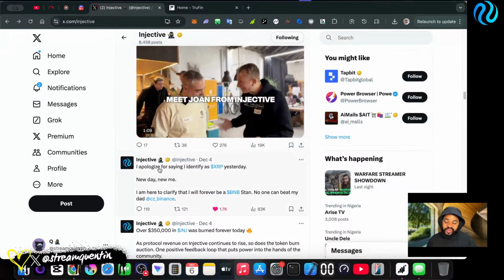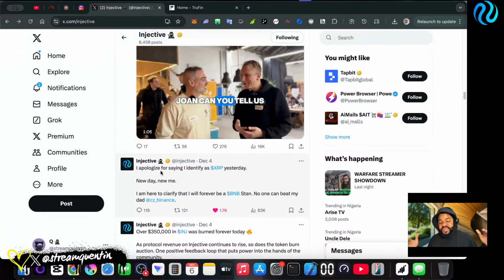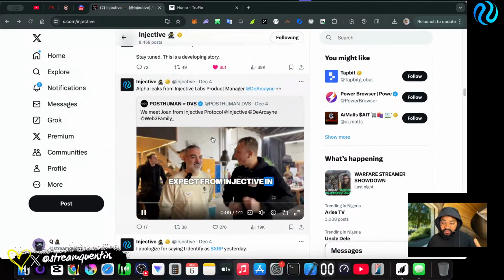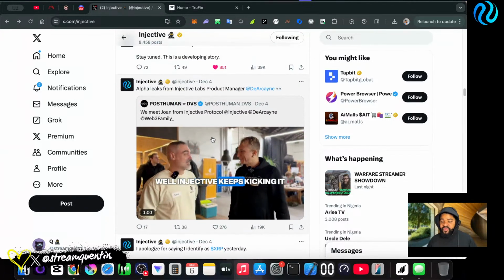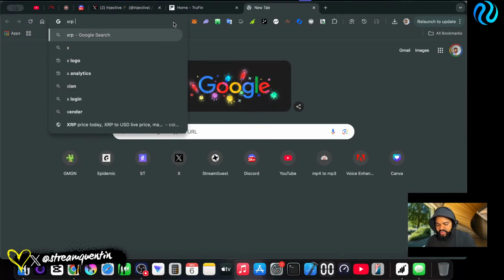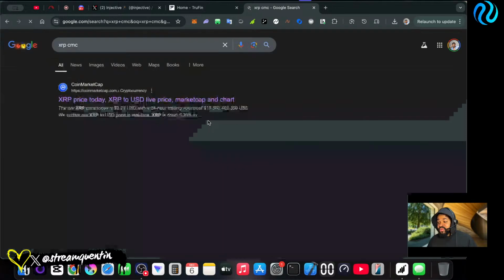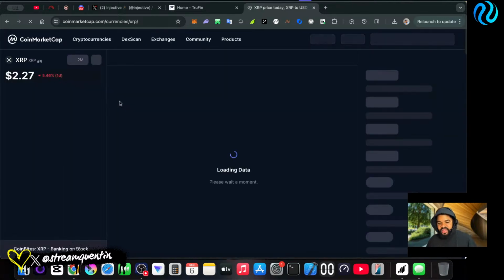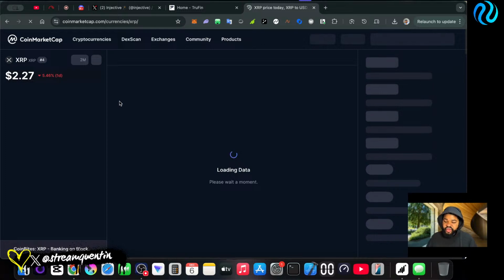I apologize for saying I identified as XRP yesterday, because XRP did some mad numbers on the graph over there. Let me show you XRP on CoinMarketCap so you get the idea of what I'm talking about. XRP was absolutely phenomenal. If you didn't have any idea that happened, then that's why the stream actually goes on.